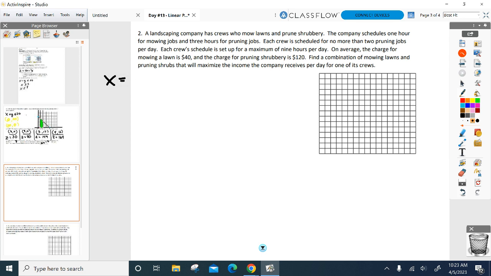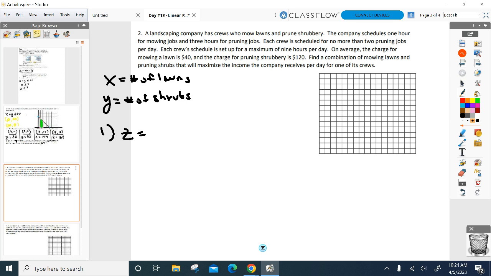X, anybody? Number of lawns, right? And then we'll have Y. That'll be the number of shrubs we do in a day. So X for lawns, Y for shrubs. All right, let's do Z equals. I want a maximum income, maximum amount of money given these circumstances. So let's look at the money.